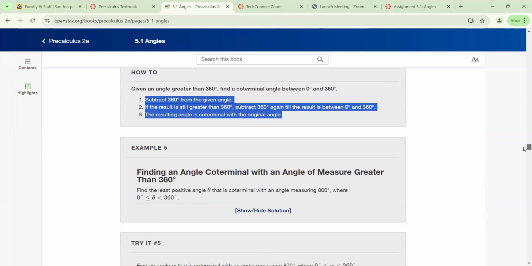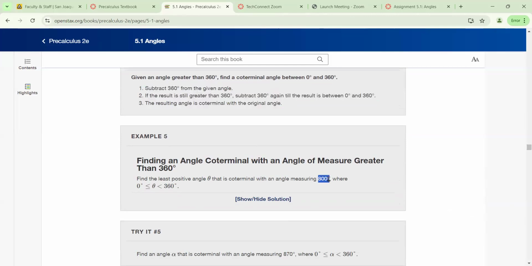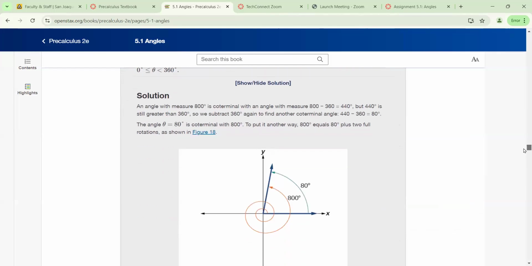Now, finding a coterminal angle with an angle of measure greater than 360, they have given an example of 800. So for 800, you subtract 360. If you subtract 360, it's 440, which is still higher than 360. So you subtract another 360 and you get 80 degrees. This is the coterminal angle of the 800-degree angle. And this is how it would look.